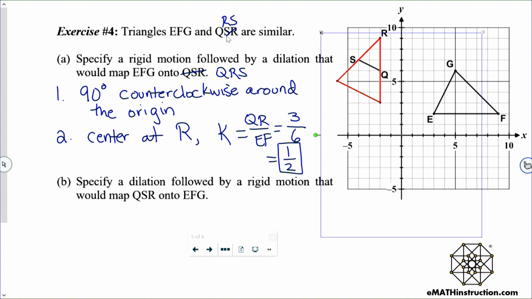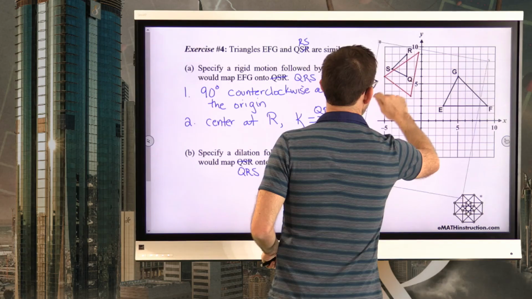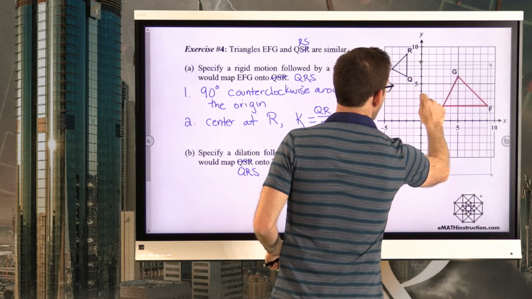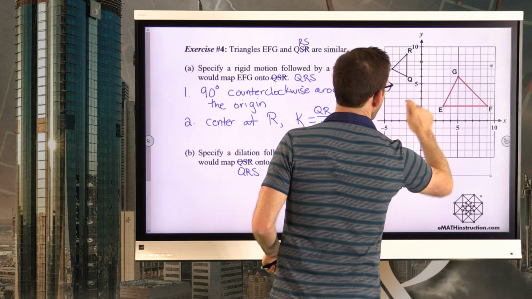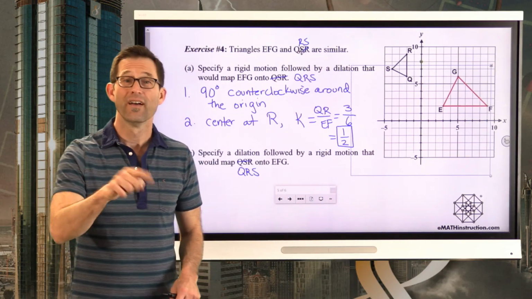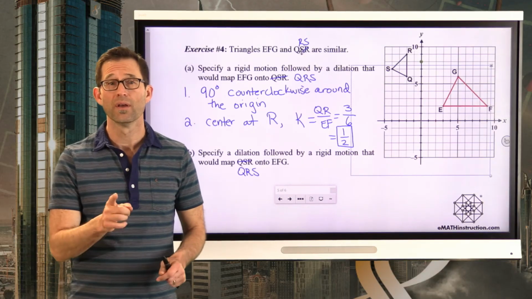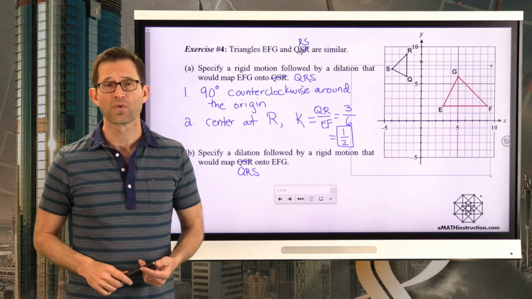Specify a dilation followed by a rigid motion that would map QRS, again, my apologies, QRS onto EFG. All right, so let me move this thing back. Now I want the dilation to come first, which means I've got to specify a center and a constant, and then I need the rotation, it's still going to be a rotation, to come second. See if you can describe those two.